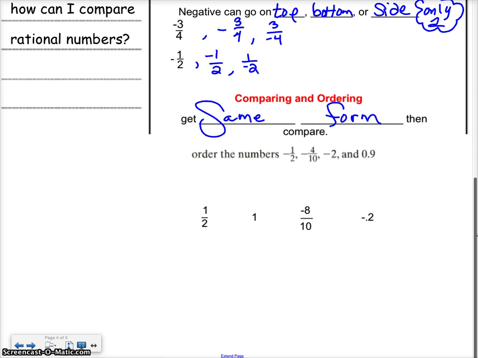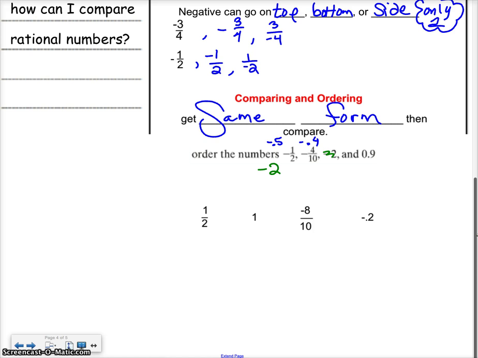So I want to order negative 1/2, negative 4/10, negative 2, and 0.9. I like to get them all in decimal form. This is negative 0.5, negative 0.4, and that's all I had to change. Now remember, the more negatives you have, the smaller you are. So what has the most negatives? Negative 2 has the most negatives, so that's the smallest number.